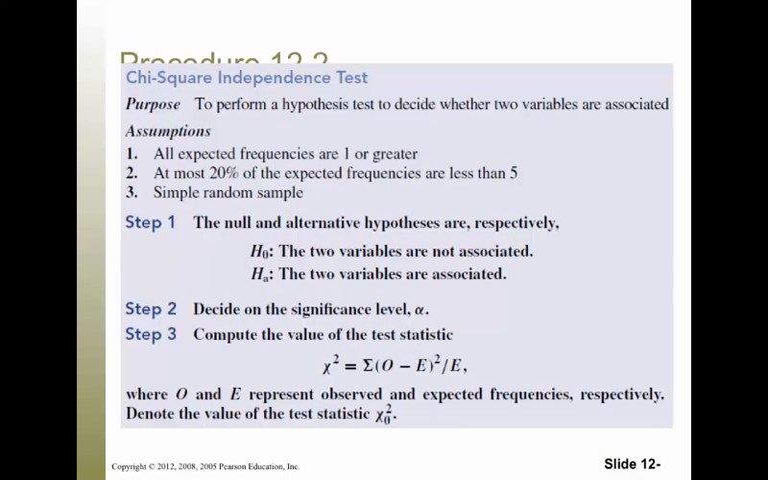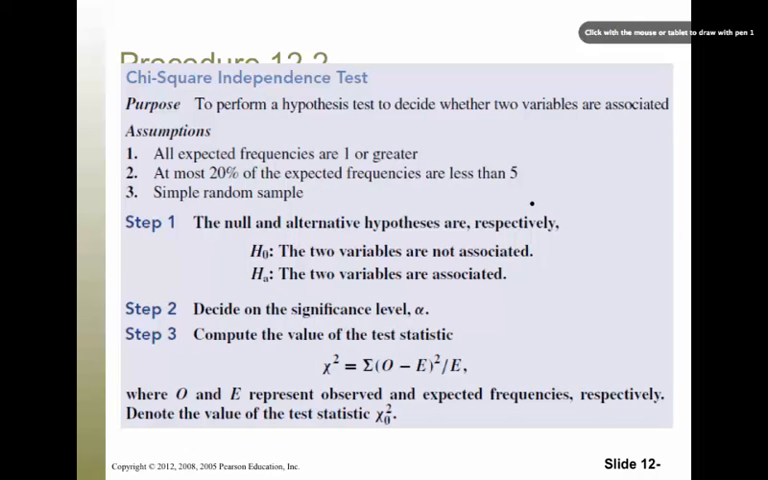So here's what we're going to do. Here's the hypothesis test we're going to have. Oh, first of all, you have some setup here. You have that all expected frequencies are 1 or greater, and at most 20% are less than 5. And I think that's the same thing we had for the goodness of fit we did before. You have a simple random sample.